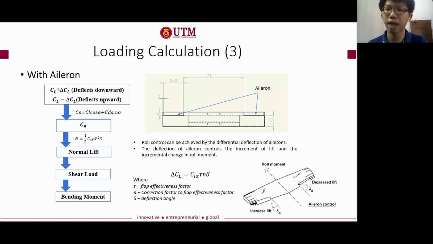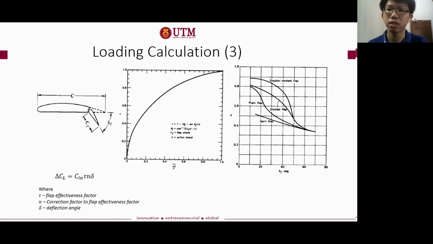The deflection of aileron, either upward or downward, will affect the resultant normal lift acting on the aircraft's wing. So McCormick gives the following formula for the section lift coefficient increment due to aileron deflection, which is delta CL equals CL alpha tau n delta. So how do I determine these parameters just from these figures? The figure on the left shows the parameters C, CF, and delta in an aerofoil with plain aileron, while the figure in the middle shows the graph to obtain tau, the flap effectiveness factor, by using the ratio of CF and C. And the figure on the right shows the graph to obtain the n correction factor from the deflection angle.